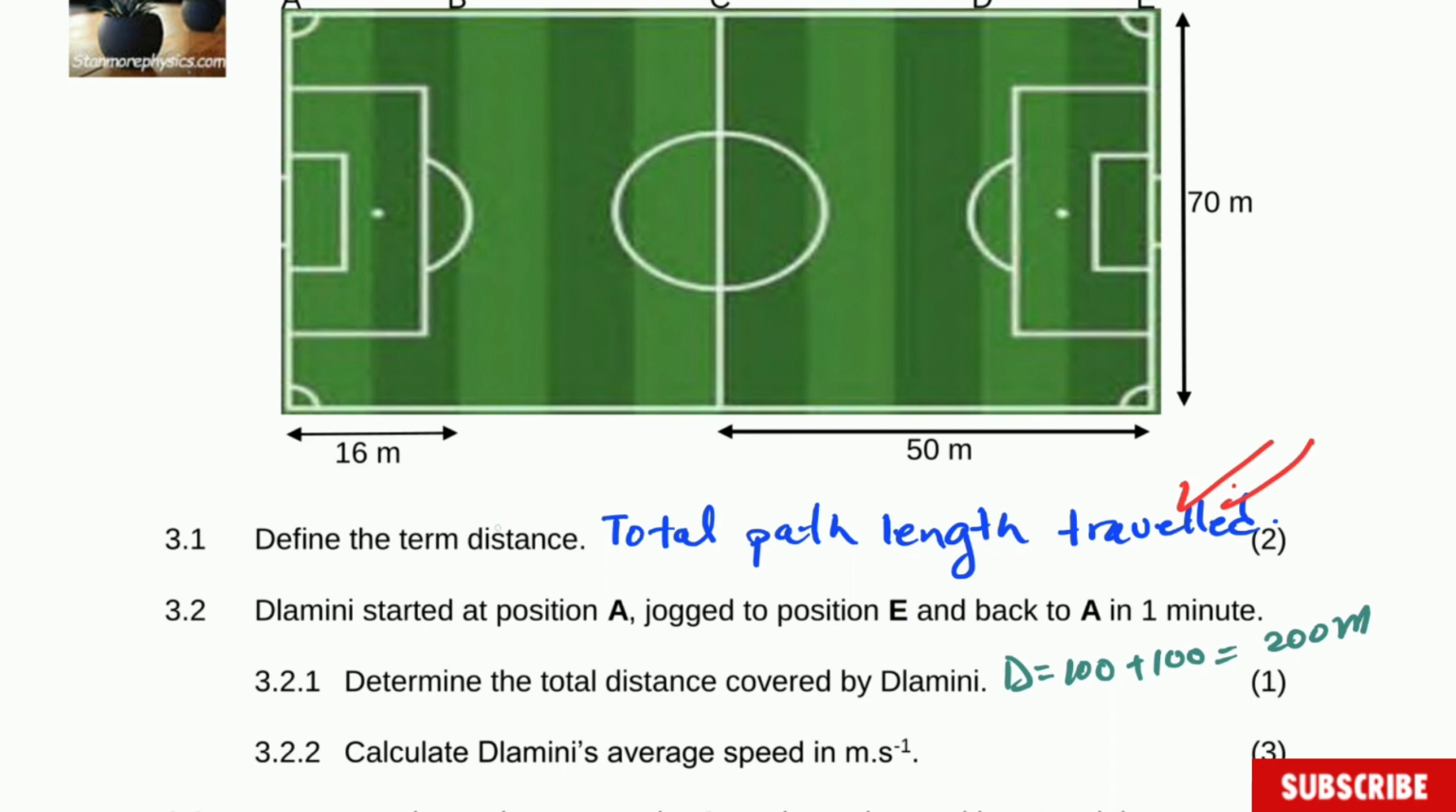Now you need to remember that distance is a scalar quantity. So we're going to write it here. Distance is a scalar, which means no direction. So you don't have to give a direction for a distance. Alright, so it's 200 meters, guys, and that is quite simple. And then if you write 200 meters, you will get 2 marks. You don't have to even show that it's 100 plus 100.